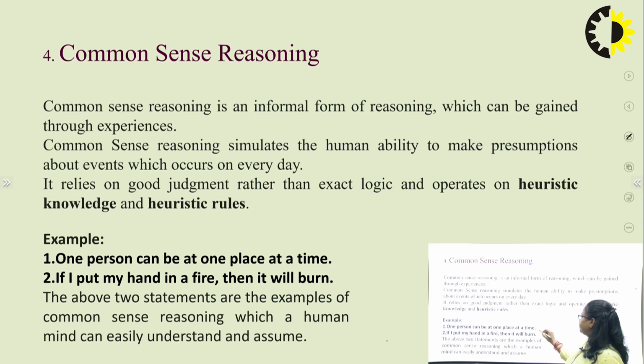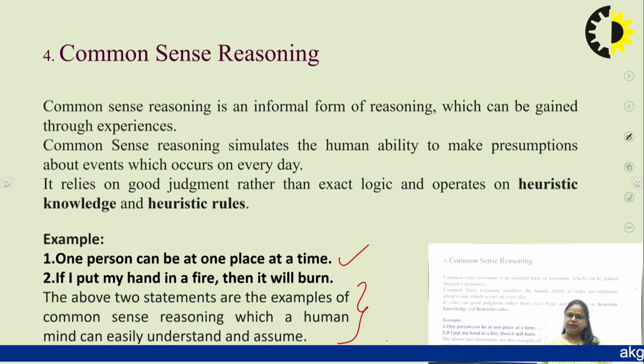Let's see one more example. In the first example, it says one person can be at one place at a time. Right? We assume that one person can be available at one place at a time. This is our daily assumption. Right? Second thing, we make an assumption that if we put a hand into a fire, then it will burn. It may or may not burn, but we are already making assumptions on our own human abilities, based on the events which occur in our day-to-day life. Right? So, in both the statements, you can think that these are examples of common sense reasoning in which the human mind can easily understand and assume by itself.